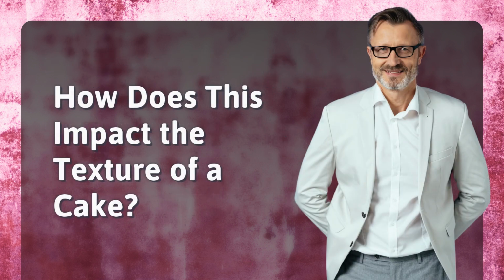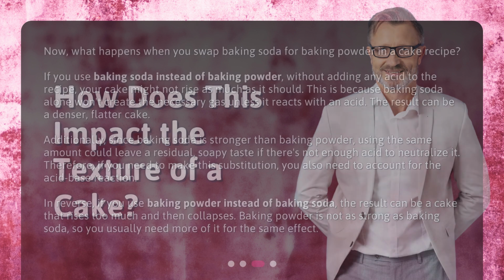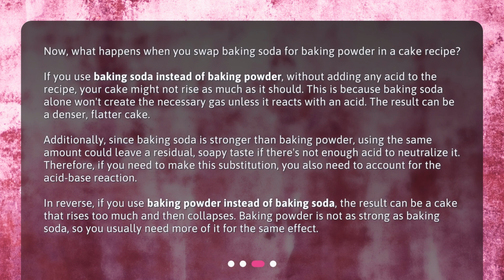How does this impact the texture of a cake? Now, what happens when you swap baking soda for baking powder in a cake recipe? If you use baking soda instead of baking powder, without adding any acid to the recipe, your cake might not rise as much as it should. This is because baking soda alone won't create the necessary gas unless it reacts with an acid. The result can be a denser, flatter cake.